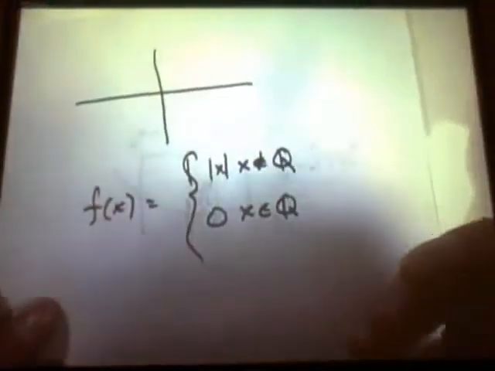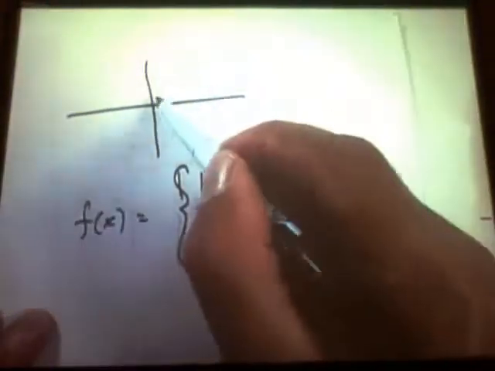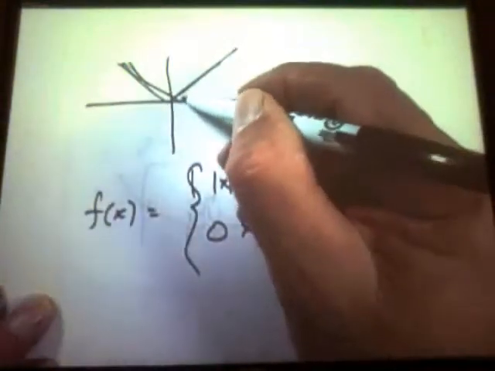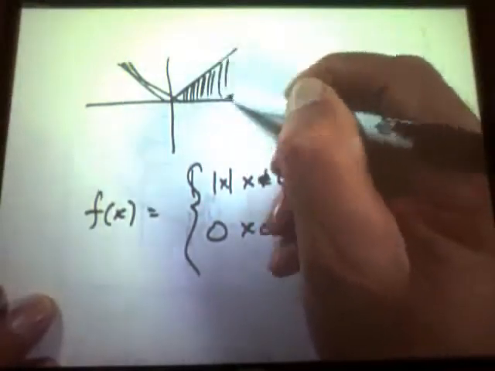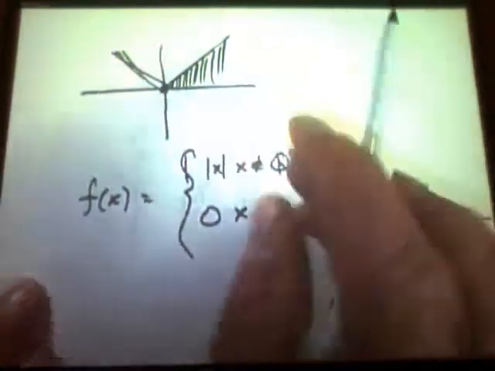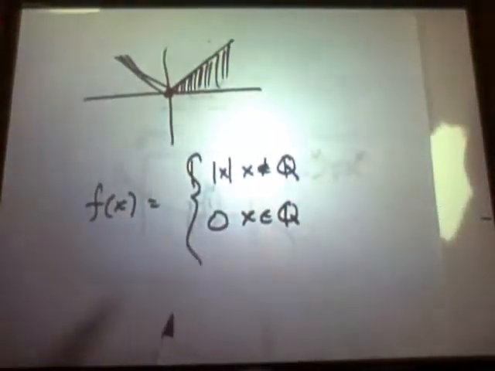Okay, your function is f of x equals absolute value of x if x is irrational, and 0 if x is rational. Okay, that'll work. So out here, it's the salt and pepper function multiplied by x. And inside here at 0, it's 0. Yeah, that'll work.